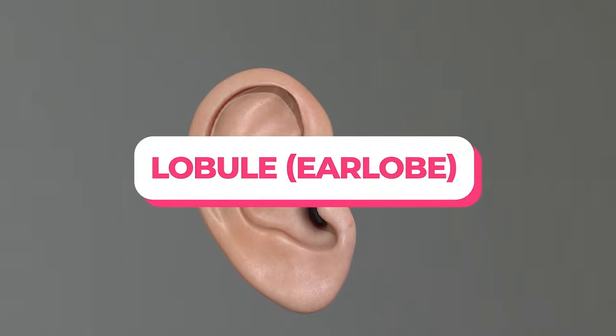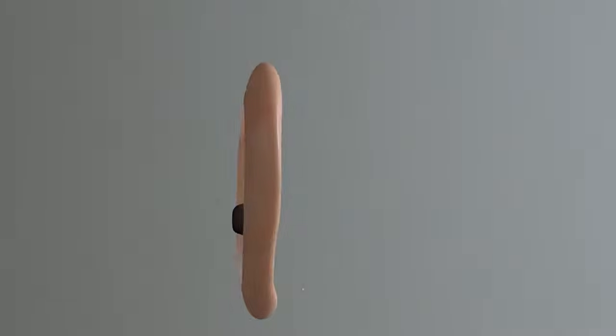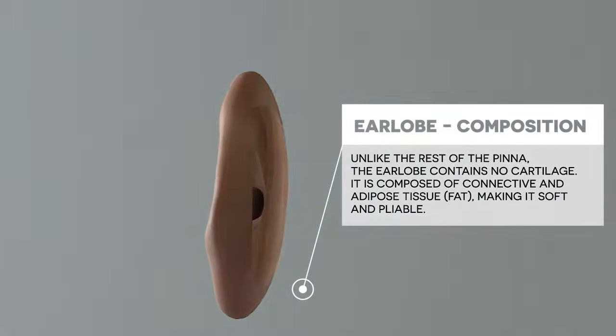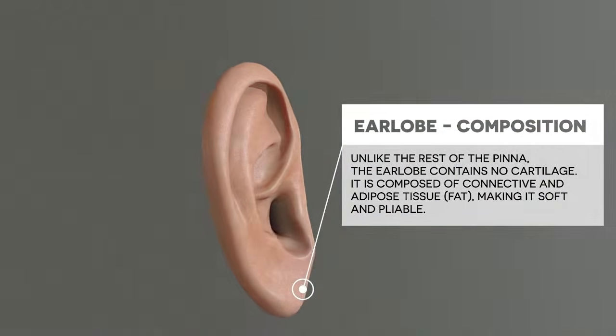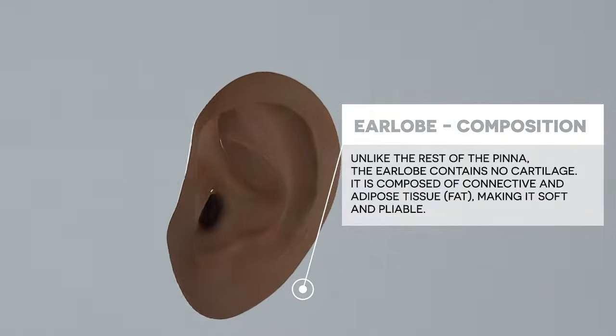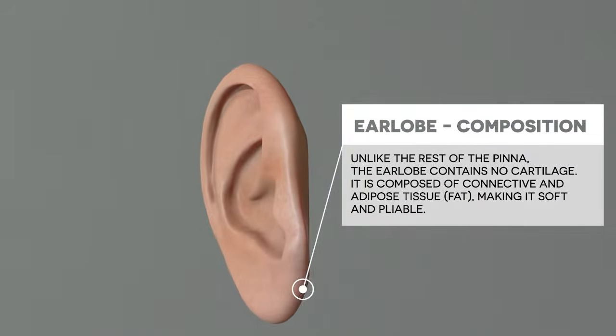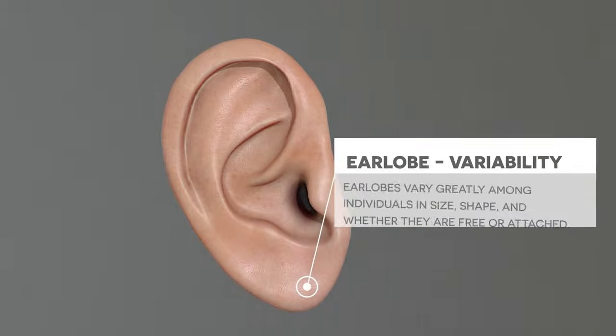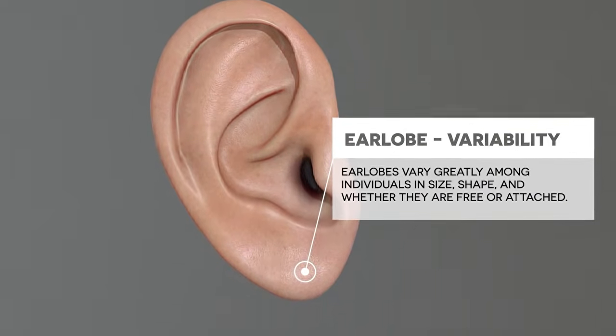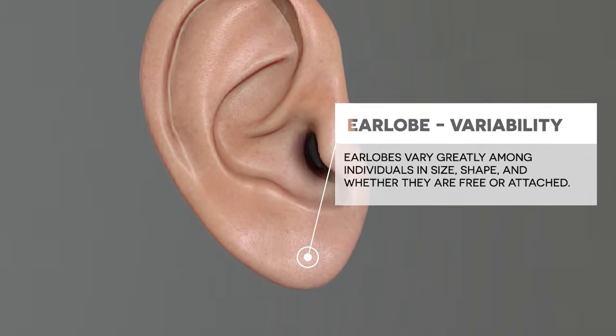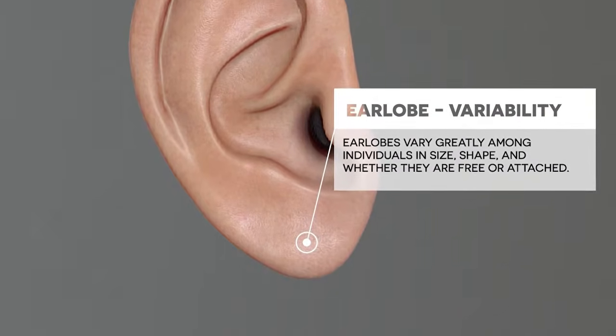Lobule, earlobe. Structure. Composition. Unlike the rest of the pinna, the earlobe contains no cartilage. It is composed of connective and adipose tissue, making it soft and pliable. Variability. Earlobes vary greatly among individuals in size, shape, and whether they are free or attached.